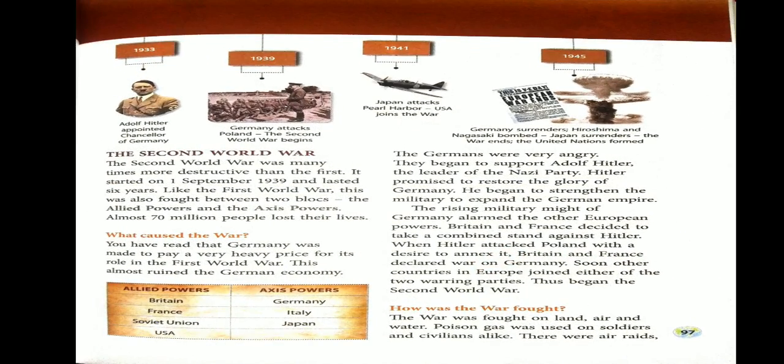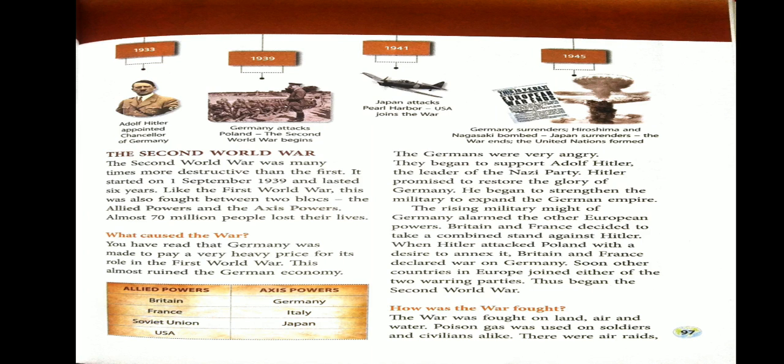Now, the Second World War. The Second World War was many times more destructive than the first. It started on 1st September 1939 and lasted 6 years. Like the First World War, this was also fought between two blocs, the Allied powers and the Axis powers. Almost 70 million people lost their lives. Allied powers consisted of countries like Britain, France, Soviet Union, USA, etc. And Axis powers consisted of countries like Germany, Italy, Japan, etc.